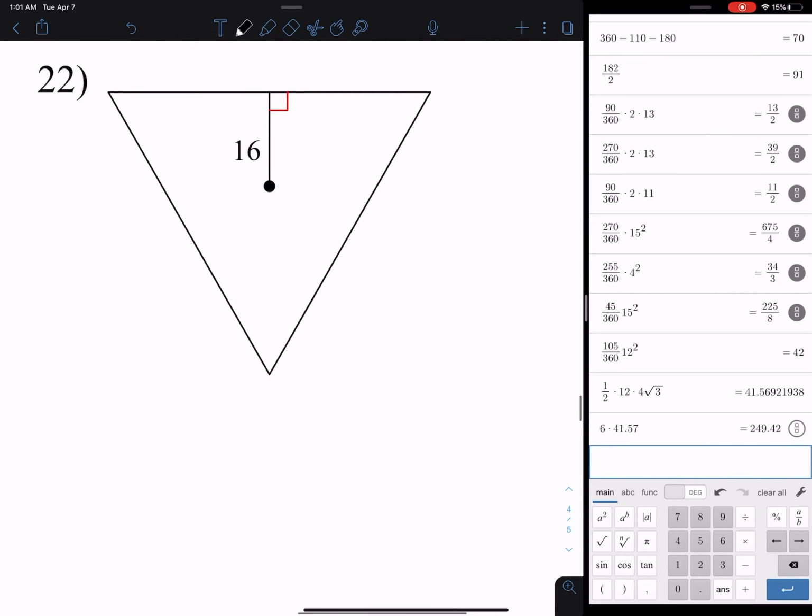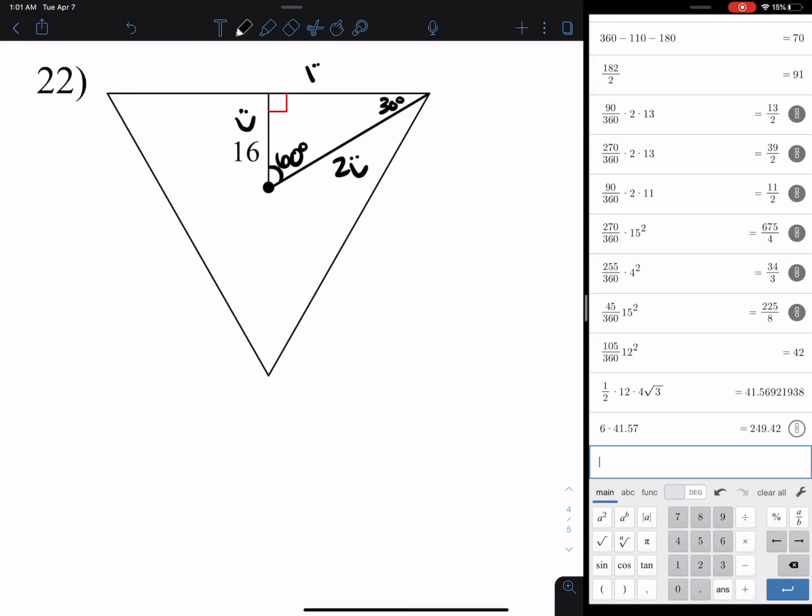Okay, the next one is also a triangle. So let's break this up into our small triangles. We just did this. We know that this is 60 degrees. This is 30. This makes it really easy because we know this is the short side. So this is like our smiley face. This is 2 smiley face, and this one is smiley face square root of 3. So we don't need the hypotenuse because it doesn't do us any good here.